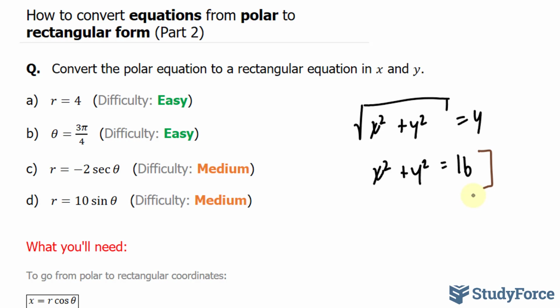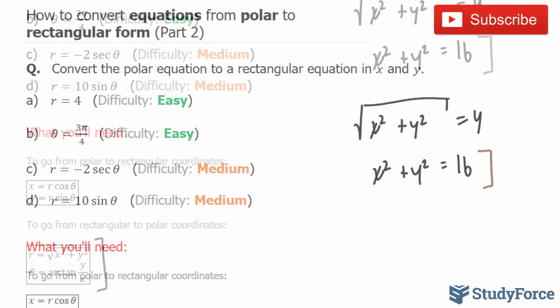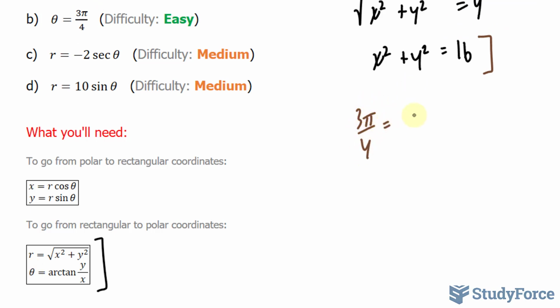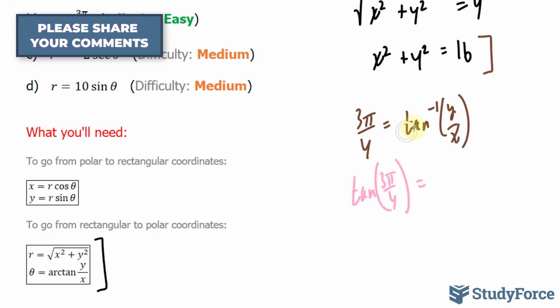Let's move on to question B. In question B, we have theta is equal to 3 pi over 4. Once again, going back to these two equations, I can substitute 3 pi over 4 into theta, where I have 3 pi over 4 is equal to arctan, that's another way of saying tangent inverse, of y over x. You can eliminate tangent inverse by taking the tangent of both sides, where we have tangent 3 pi over 4, and taking the tangent of an inverse tangent means that it goes away.